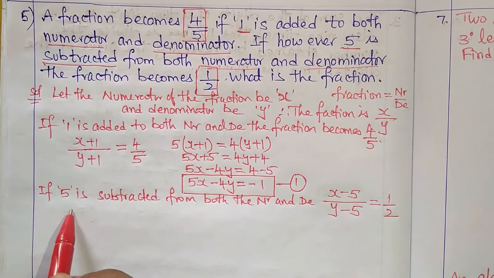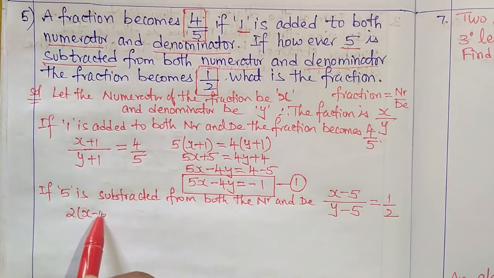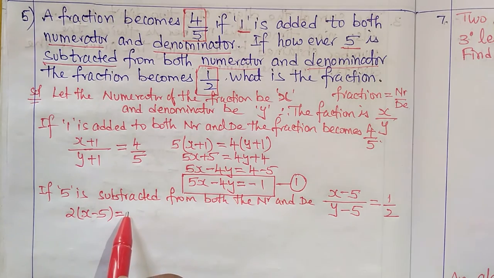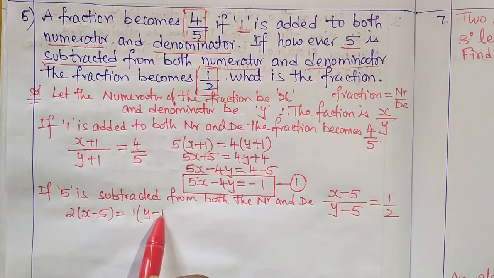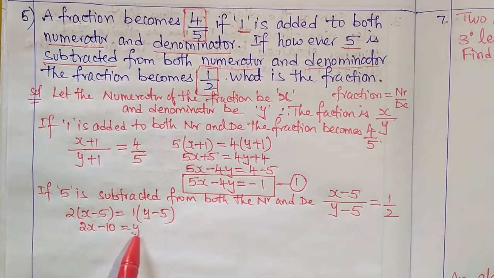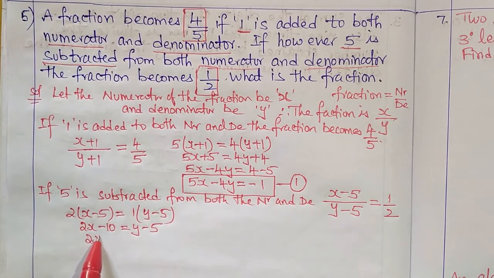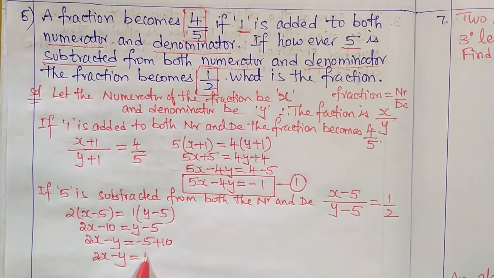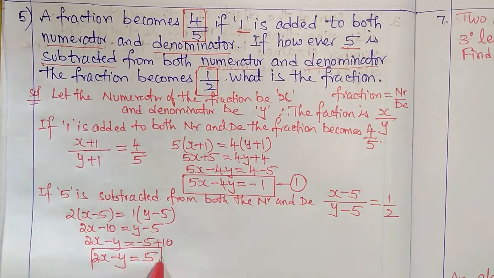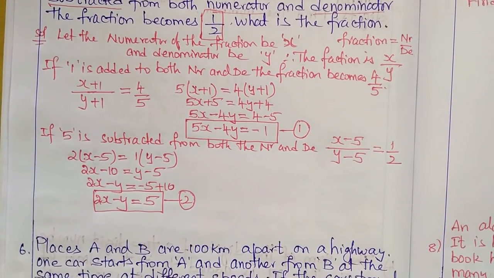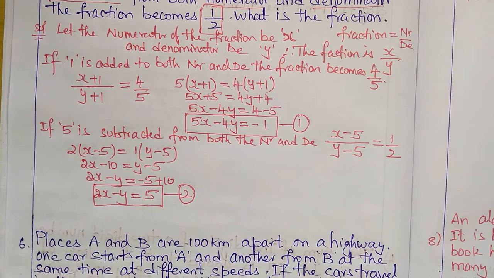So again, if you cross multiply, 2 into x minus 5 is equal to 1 into y minus 5. So this is nothing but 2x minus 10 is equal to y minus 5. So it is 2x minus y is equal to minus 5 plus 10. So it is 2x minus y is equal to 5. This is equation 2.